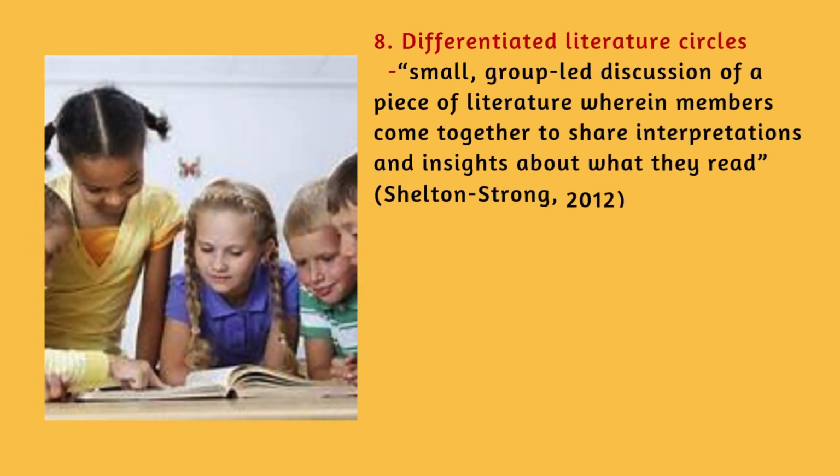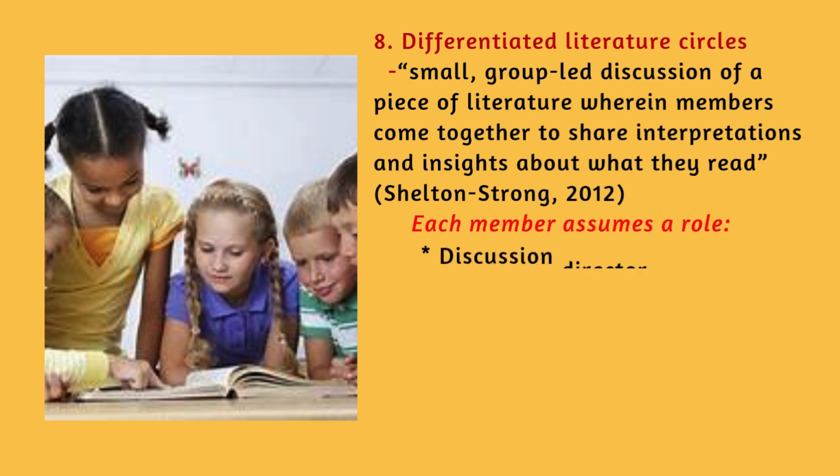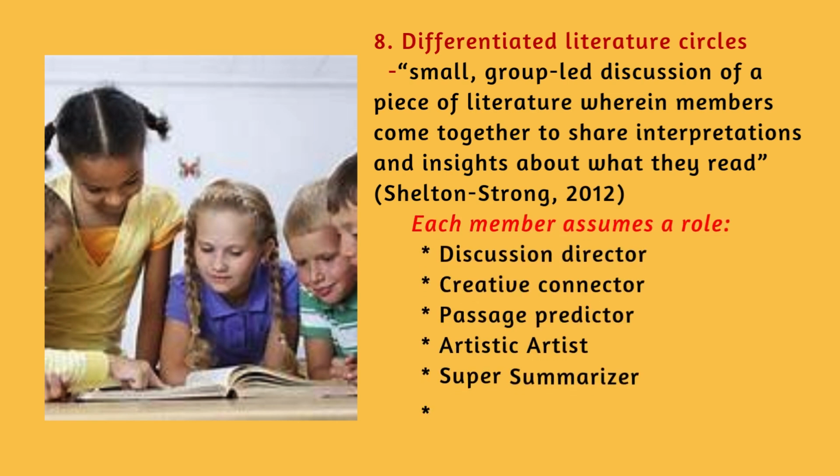This method is a collaborative activity. It is a small group led discussion of a piece of literature wherein members come together to share interpretations and insights about what they read, says Shelton Strong in 2012. Now, in a literature circle, learners are given pre-assigned roles.